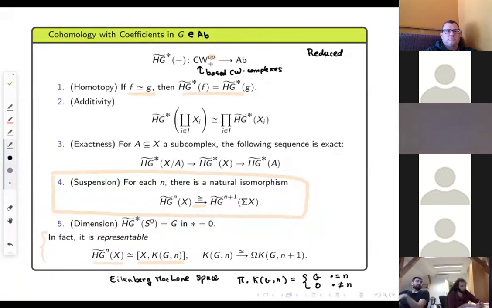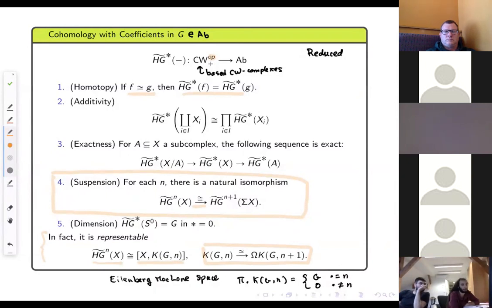The suspension isomorphism can be encoded in the data that K(G,n) is homotopy equivalent, or weakly equivalent, to the loops on K(G,n+1). Just picking such an equivalence gives you a choice for this natural isomorphism. So that's part of the data for the suspension isomorphism.